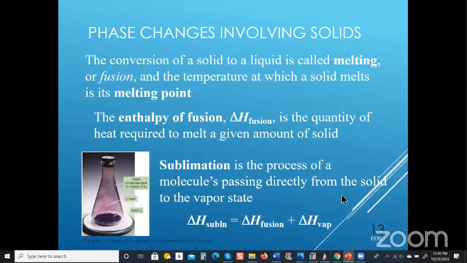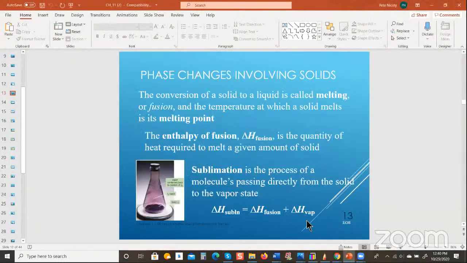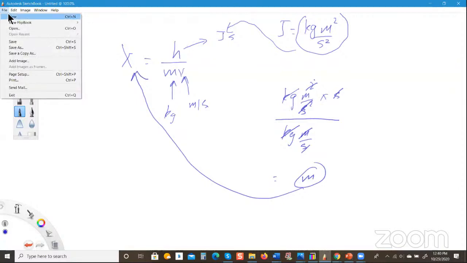And what you'll find is that there is a quantitative relationship between the enthalpy of sublimation, the enthalpy of fusion, and the enthalpy of vaporization. And that's the equation right here. Enthalpy of sublimation is equal to the enthalpy of fusion plus the enthalpy of vaporization. And we can actually show this to be true based on Hess's law. Let me show you how that is done.